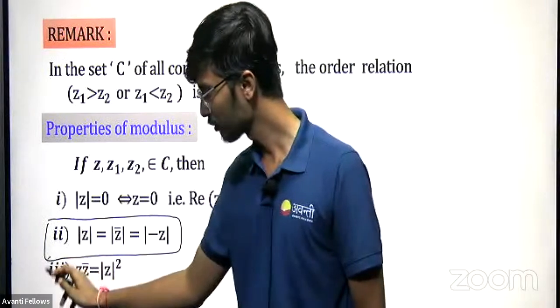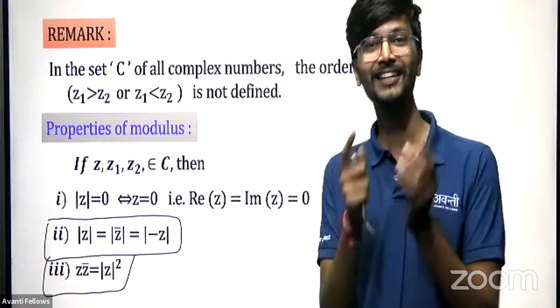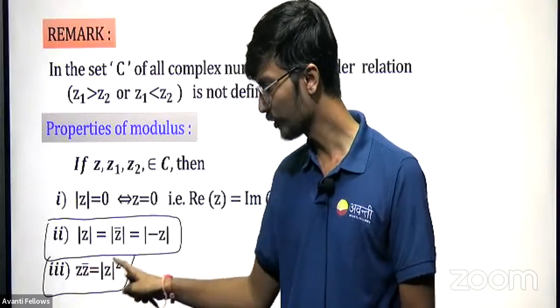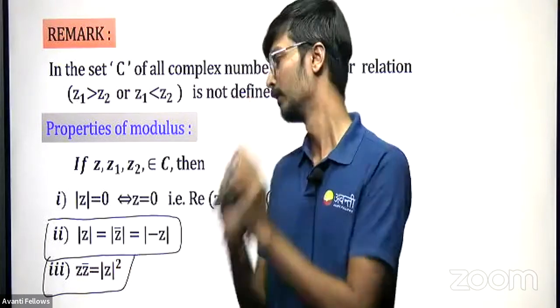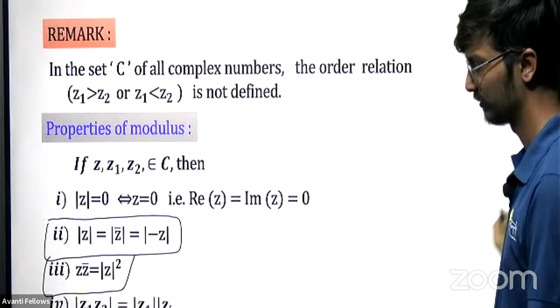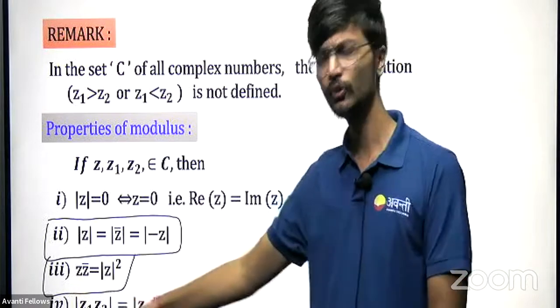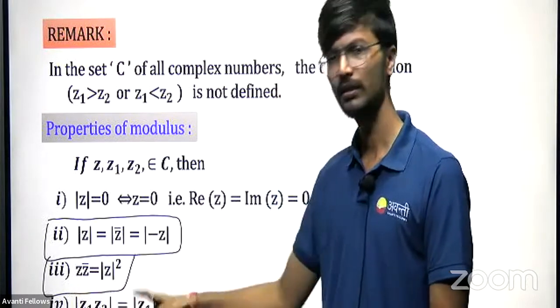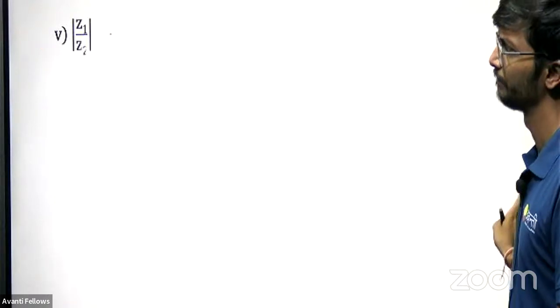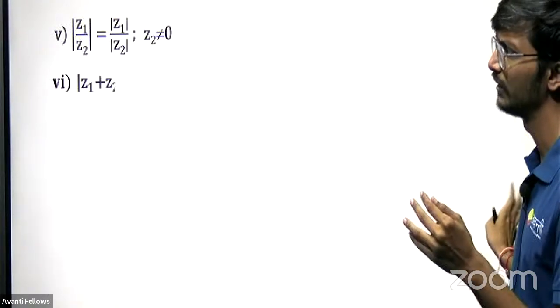This is the property I was talking about when we studied the conjugate. So z into z bar is equal to modulus of z square. This is also an important property. Let's look at the second one. This is the same as the conjugate one. We can split the modulus. Same as done for conjugate. After this, the same is valid for division.